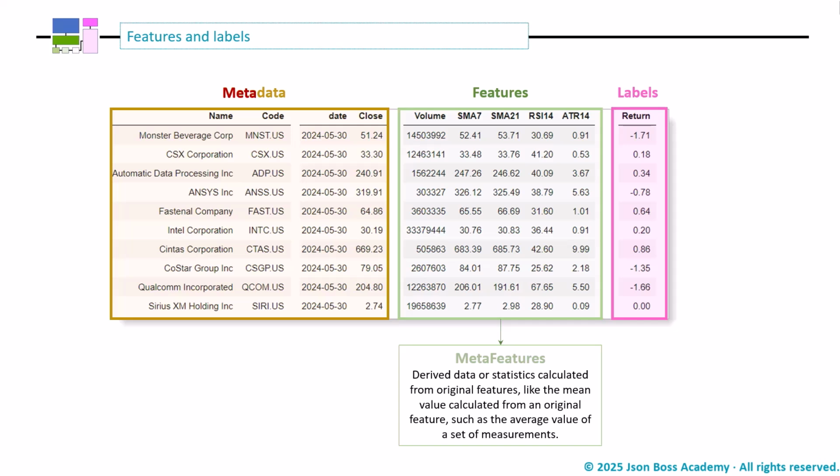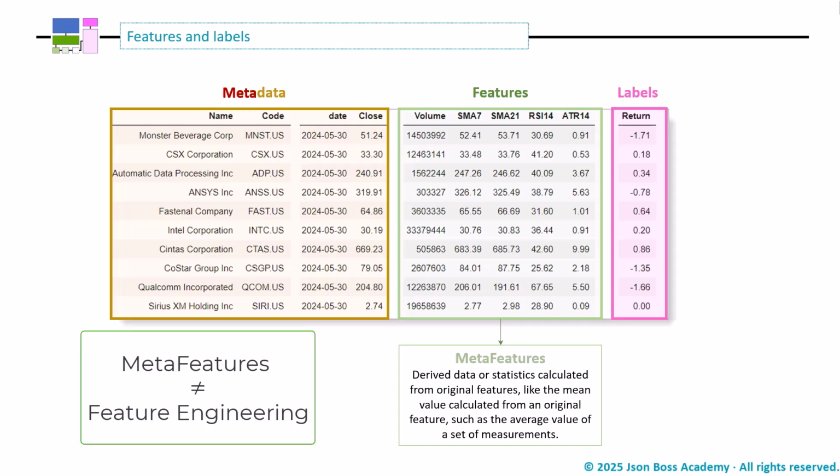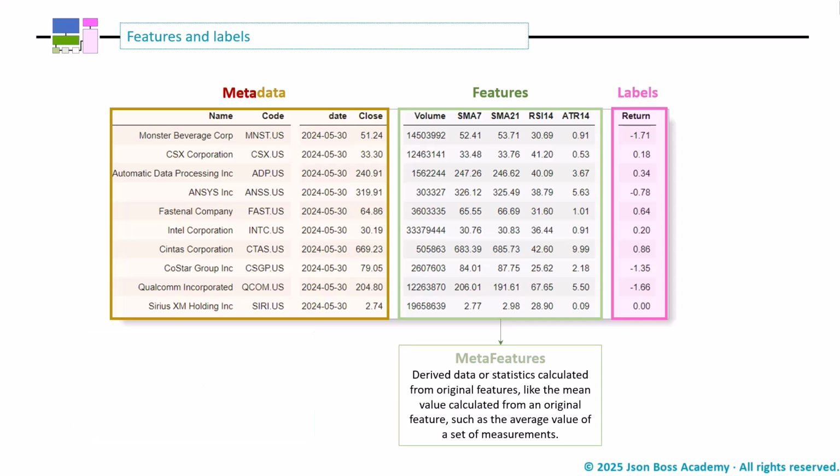Meta-features are derived data or statistics calculated from original features. For example, if we have an original feature like the average value of the volume, and we calculate the standard deviation of the volume over a certain period, this new value would be a meta-feature. It's important not to confuse meta-features with feature engineering. While meta-features are specific statistics derived from existing features, feature engineering is the broader process of creating new features from raw data to enhance model performance.